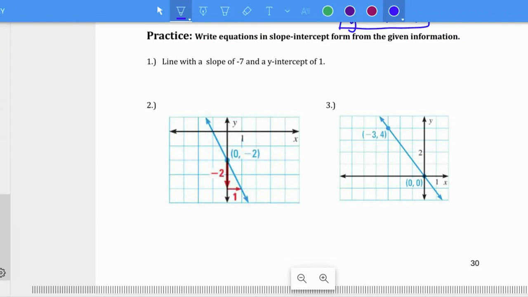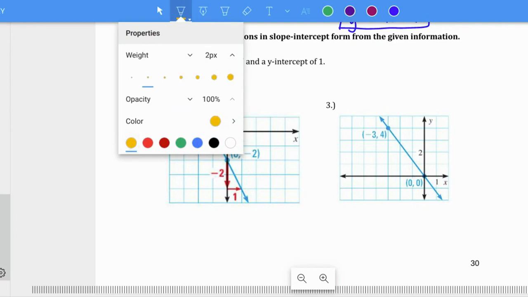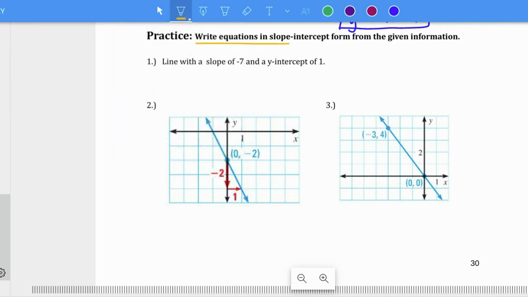So the first problem says to write the equation. All of these are writing equations in slope-intercept form. So we're thinking y equals mx plus b for all of these, meaning I need a slope and I need a y-intercept. Trying to find those two numbers and put them in the equation.